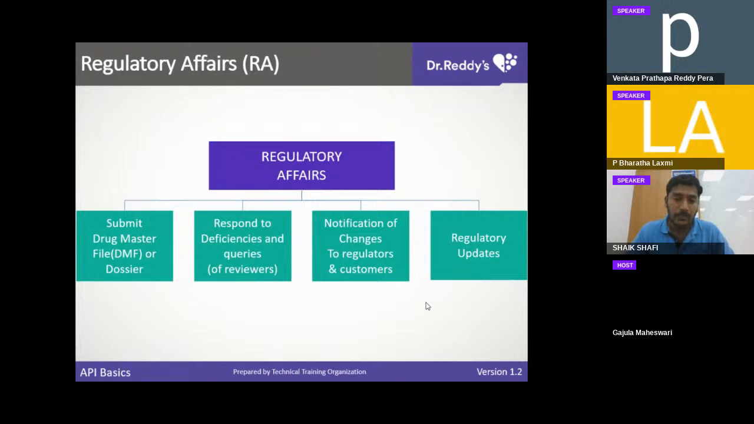Coming to regulatory affairs, this department is responsible for submitting the drug master file to the regulatory authority, and for submitting responses if there are any deficiencies in the product. They are in between our API plant and the agency. They communicate both ways: they update the regulatory agency on any changes in the process, and any changes in regulations they update to us. Basically, this is the purpose of regulatory affairs.